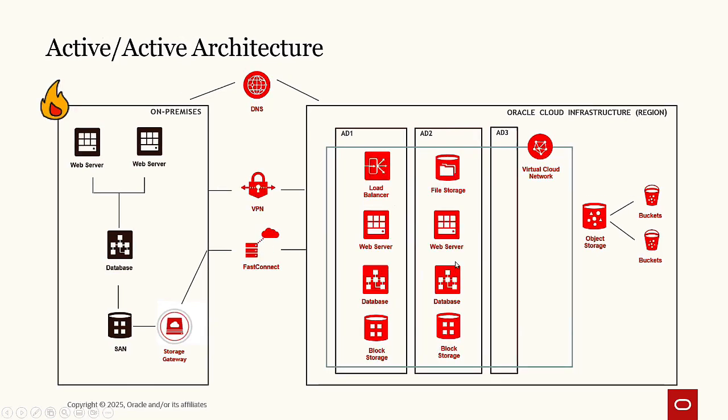And then your active architecture, you basically have duplicates, both on premise or in one data center, and then in another, not data center, but in one region, and then across regions, you have duplicated everything.